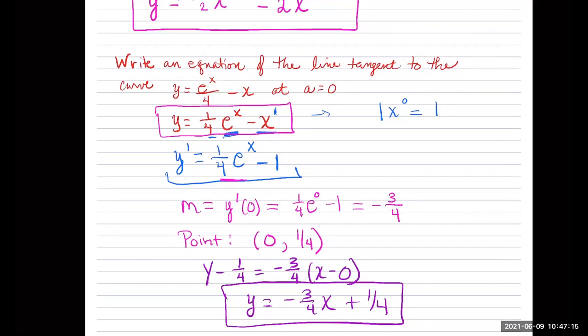Okay, but that's the equation of the tangent line to that point. So any questions about that before we go on?